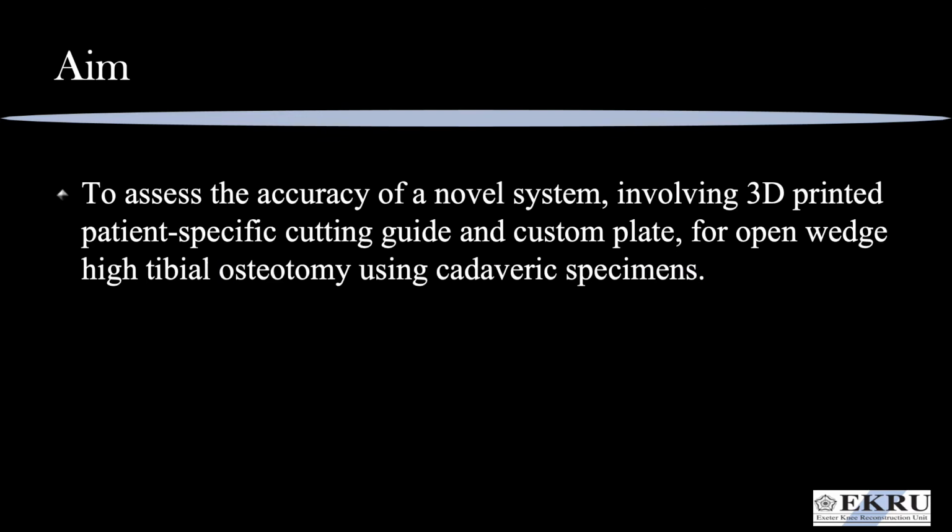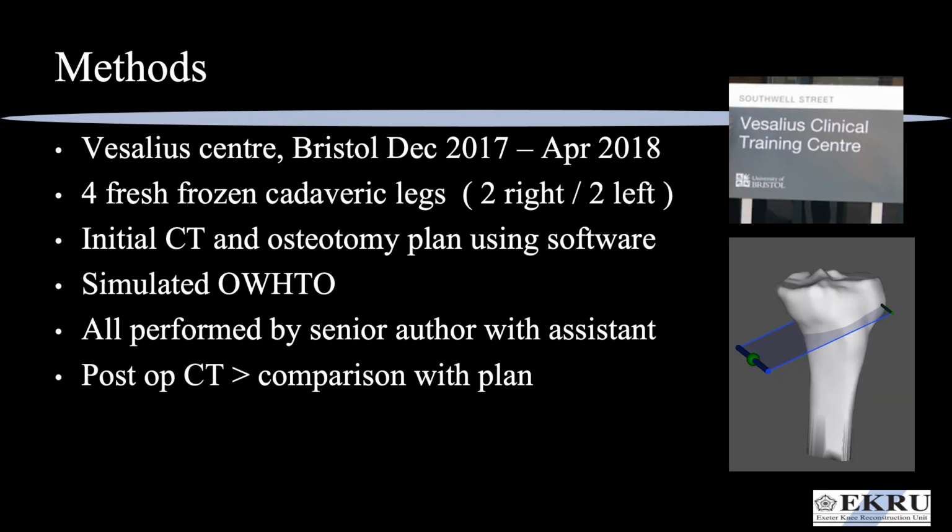first-in-human surgery. So the aim was to assess the accuracy of the Toka system for opening wedge high tibial osteotomy in cadaveric specimens. 4 cadaveric legs underwent initial CT scanning and 3D construction. Custom software was used to perform a virtual osteotomy and then to design a custom cutting jig and plate for 3D printing. All 4 cadavers underwent OWHTO under simulated conditions in the Bristol Vesalius Centre.